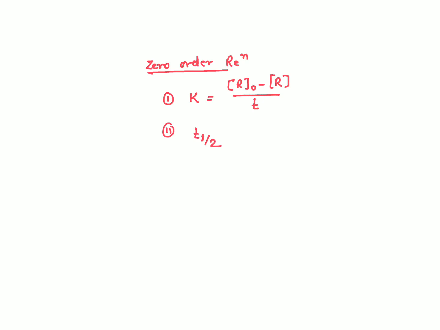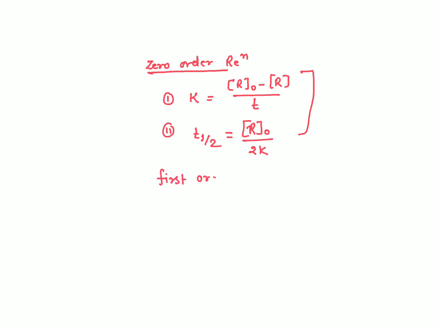And the half life period for a zero order reaction, as we have calculated it, but today we just have to learn the formula, because we will use this formula: t half is equal to the initial concentration of reactant by 2K. So these are the two formulas used for the zero order reaction.